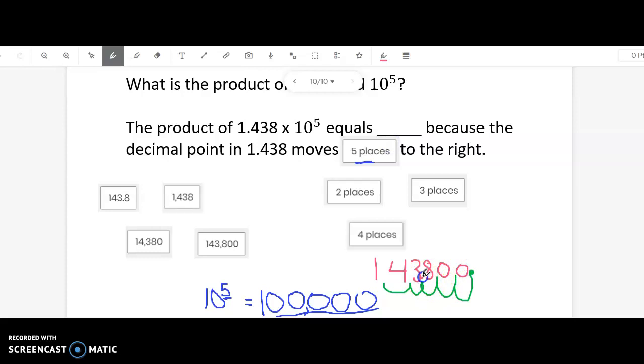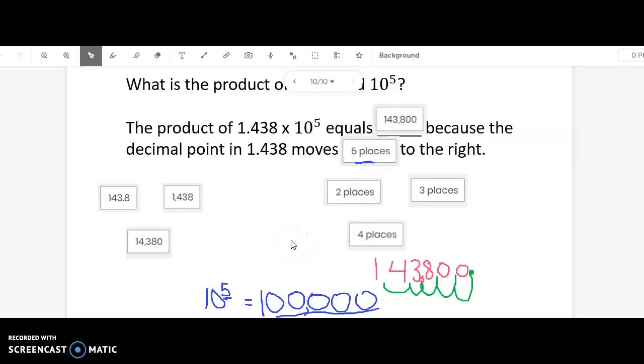1, 2, 3, then I get a comma here. Okay, so now I have 143,800. And my decimal's at the end of that whole number. And so I'm going to look over here. Do I see that option? 143. Yes, I do. I'm going to put this up here.